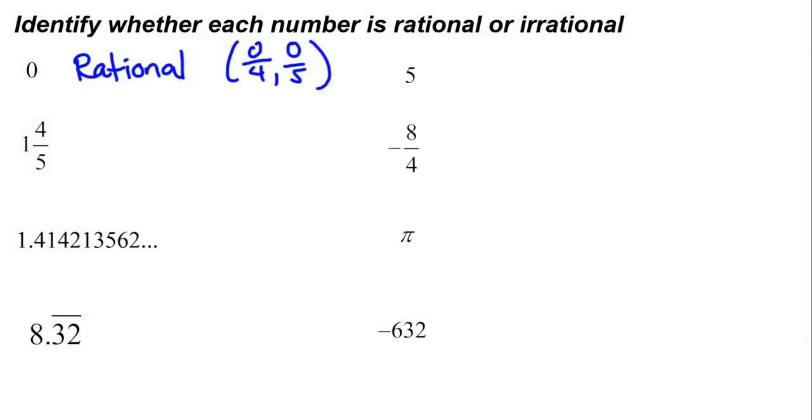That'd be equivalent. What about 1 4/5? Can I write that as a fraction? Yes, 1 4/5 is 9/5 as a fraction. That is rational. It can be written as a fraction. Next one, 1.414213562, so on and so forth. It does not appear that this decimal repeats or terminates. That is irrational.